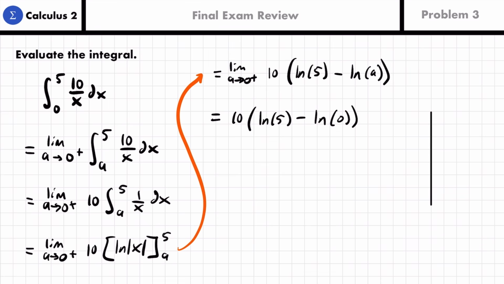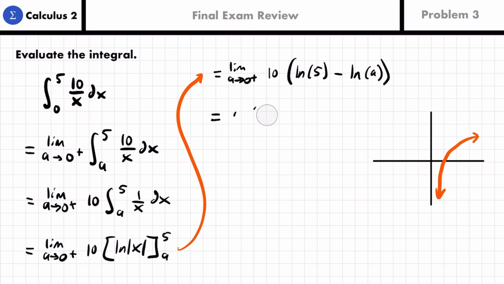If you were to look at the graph of the natural log function, it looks something like this. You have a curve that will never touch the y-axis, where x is equal to 0, so the function is not defined for that value, x equals 0. So technically, we can't evaluate the limit like this. We really can't plug 0 into the natural log function, but we can do something else.